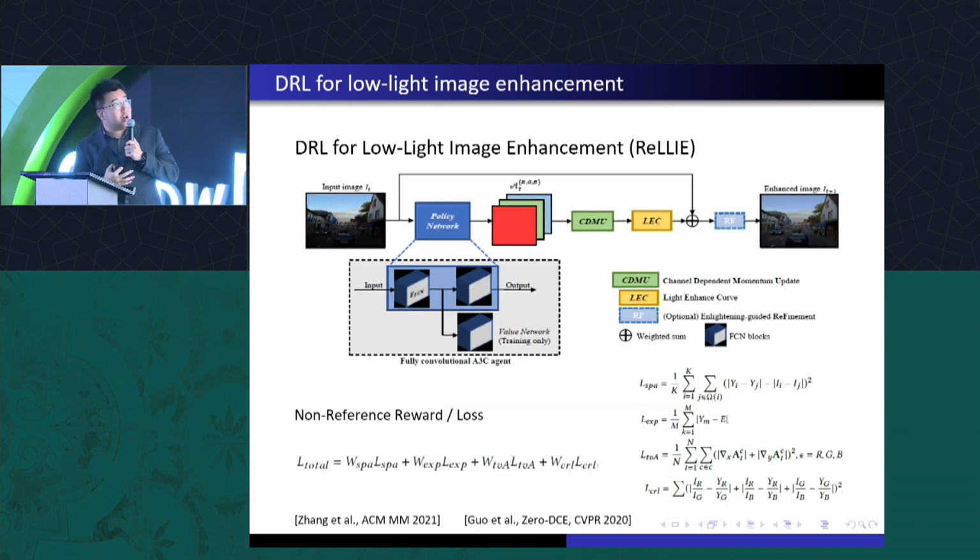So eventually the network will look like this. And like I said, for the loss function, the reward function we choose, we didn't follow the standard mean square error or SSIM. Instead, we're following a previous paper called Zero-DCE. They use completely non-reference quality metrics, such as exposure control, color constancy, and channel balance, all of which have been demonstrated to be quite useful for light enhancement applications.